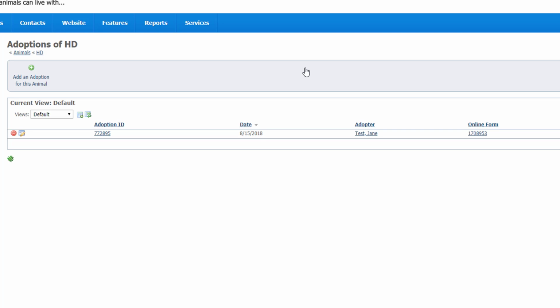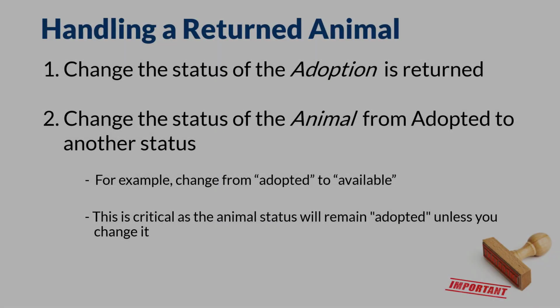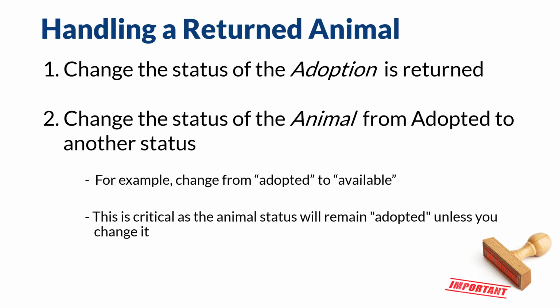Like many things in RescueGroups.org, the information can be found multiple ways. However you choose to access the adoption information, this information is kept secure and stored for your future needs. Now that we have talked about locating an adoption, let's talk about how to handle returned animals.